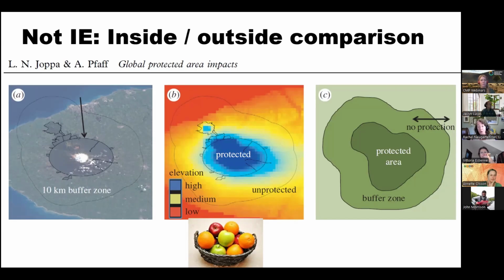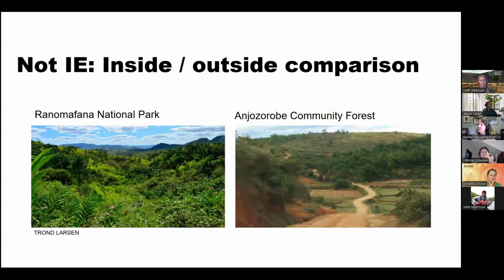You don't necessarily know if the context outside the protected area is really a good counterfactual for what's going on inside. Some of the studies do control for that, or at least try to, but many studies, when I was reading them, I actually couldn't tell how those sites outside the protected area were selected. So this is another example.